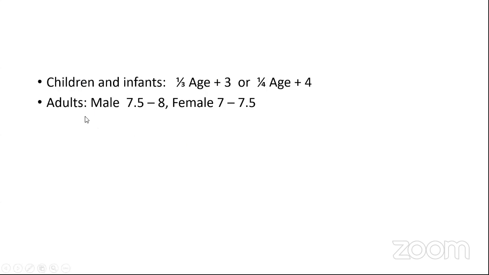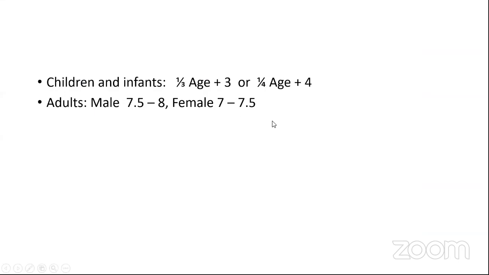For adults, it's not a real big issue. Usually, we use for a male a tube of 7.5 up to 8, sometimes even less than that. I would use 7 if I were in the OR. For a female, something a little bit smaller. I can even start from 6.5 to 7.5.